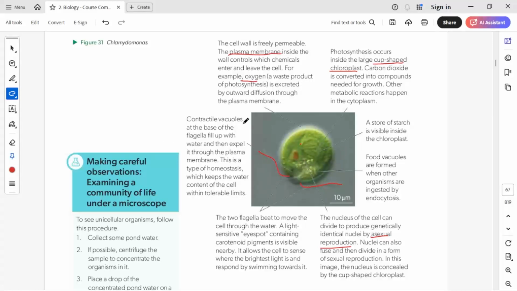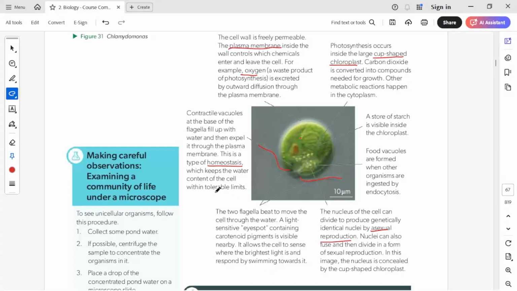Again, this also has contractile vacuoles at the base of the flagella. Here we can see the contractile vacuole. It is filled with water and expels it through the plasma membrane. This is a type of homeostasis. Again, it is maintaining the amount of water inside the cell. If more water enters, it is sent to the contractile vacuole, and through the contractile vacuole it is expelled outside the cell to maintain constant water concentration inside the cell.